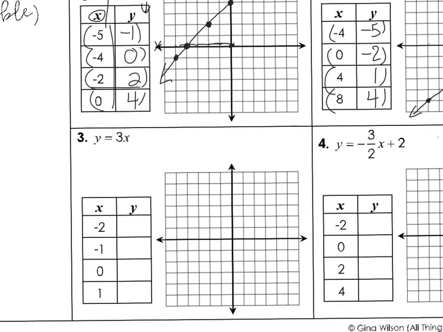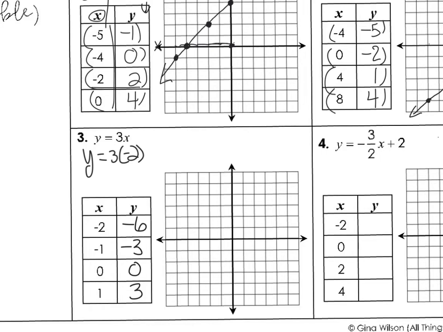All right, y equals 3x. All right, and they've given us the numbers to plug in. So y equals 3 times -2, which is -6. Okay, then we're going to replace x with -1. 3 times -1 is -3. We're going to replace x with 0. 0 times 3 is 0. And then substitute x with 1. 3 times 1 is 3.